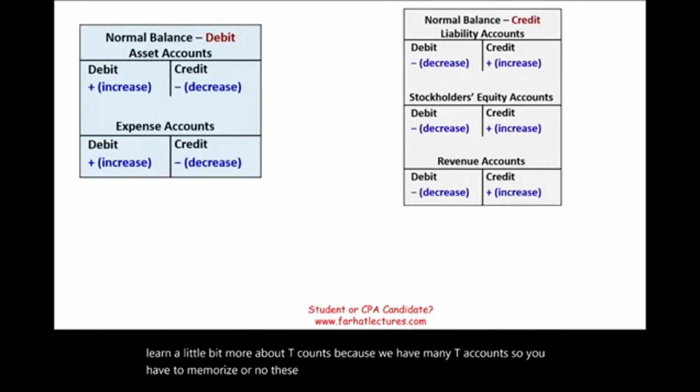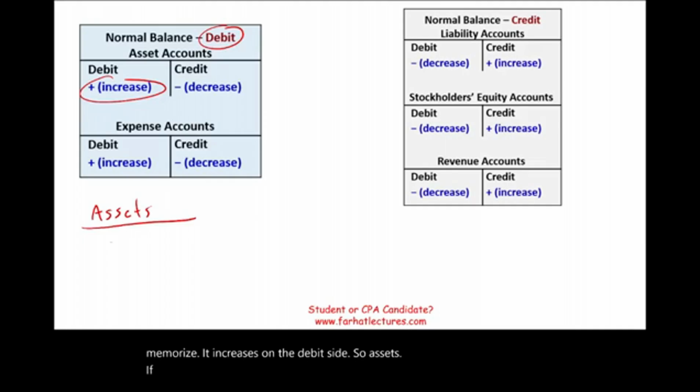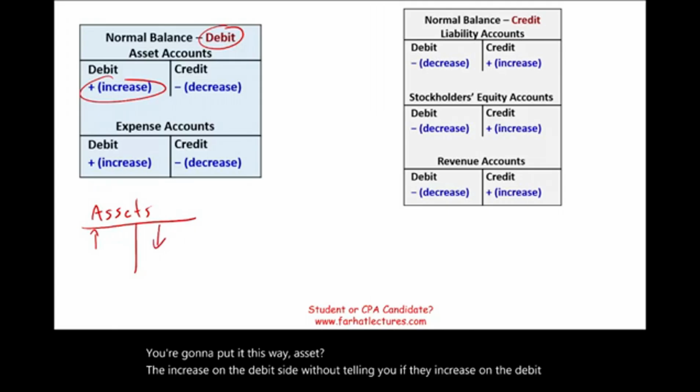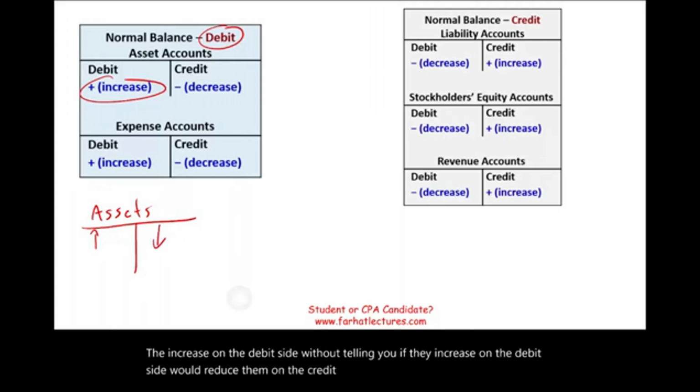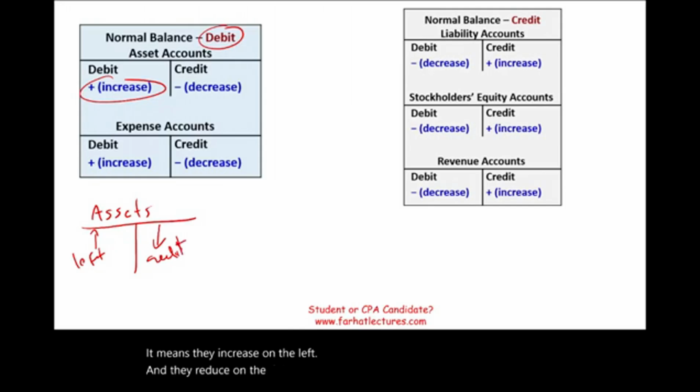All asset accounts, like cash, accounts receivable, supplies, any asset account, you have to memorize, increase on the debit side. Without telling you, if they increase on the debit side, we reduce them on the credit side. So remember, debit means left. It means they increase on the left and they reduce on the right. That's all it means.